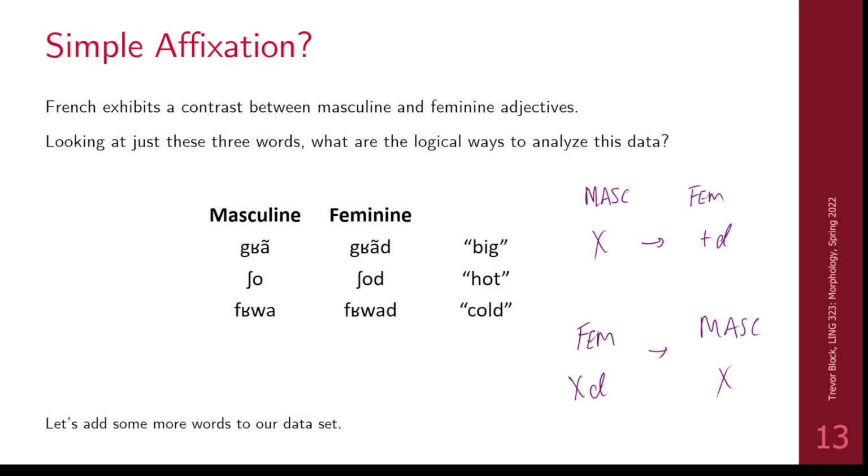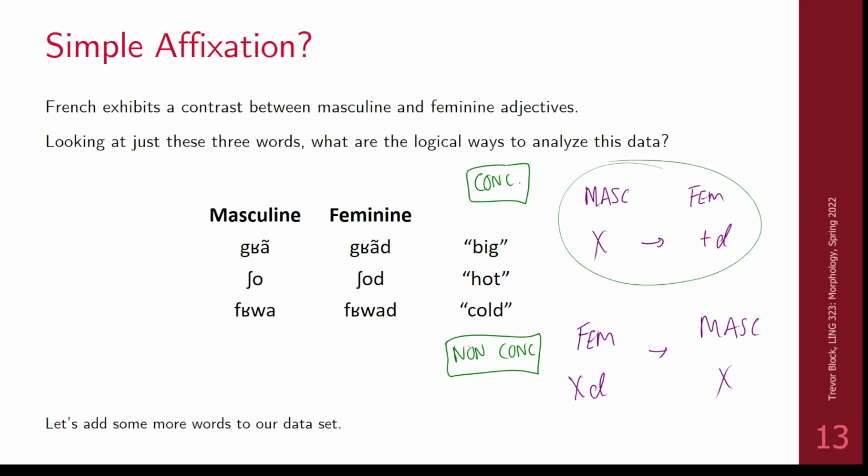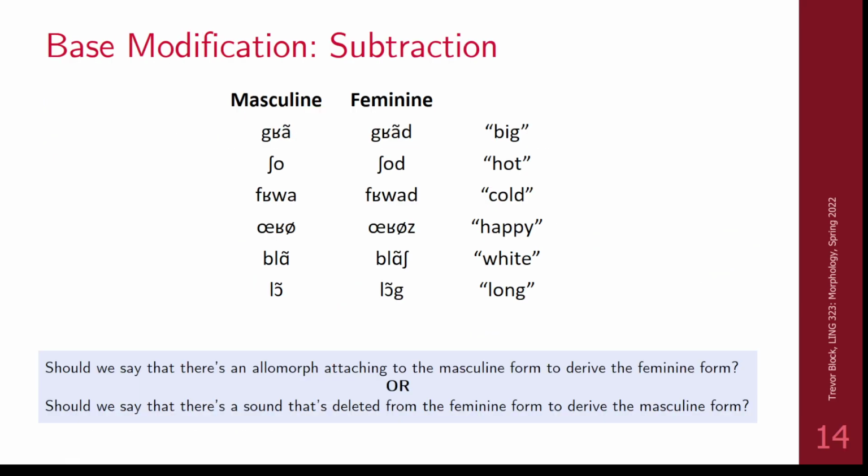So we have two ways of analyzing this data set, and based on what we've seen before, with the fact that concatenative patterns are more common than non-concatenative patterns in languages, this would be our best guess about how this works. Masculine, add D to make feminine. But if we take a look at some more words, we see that this is not actually the case.